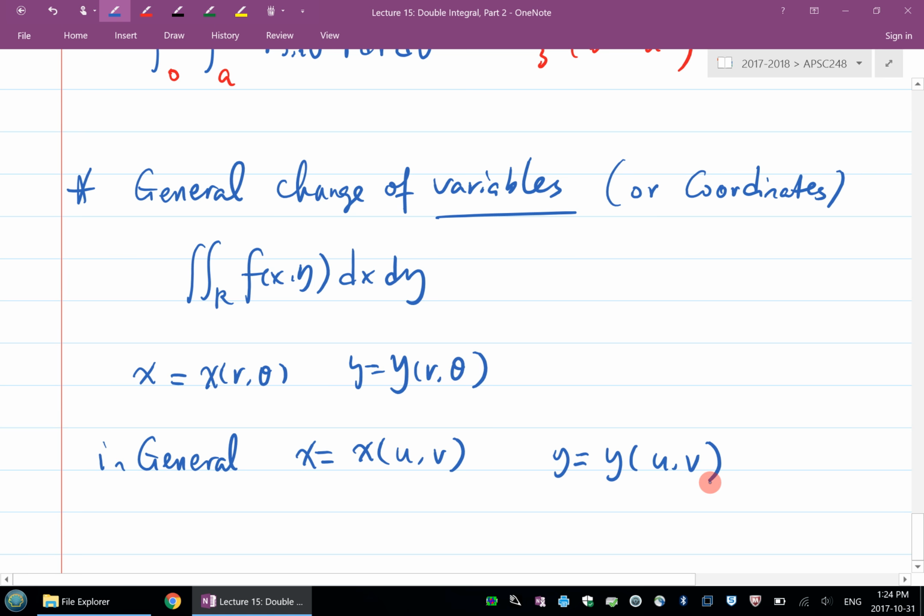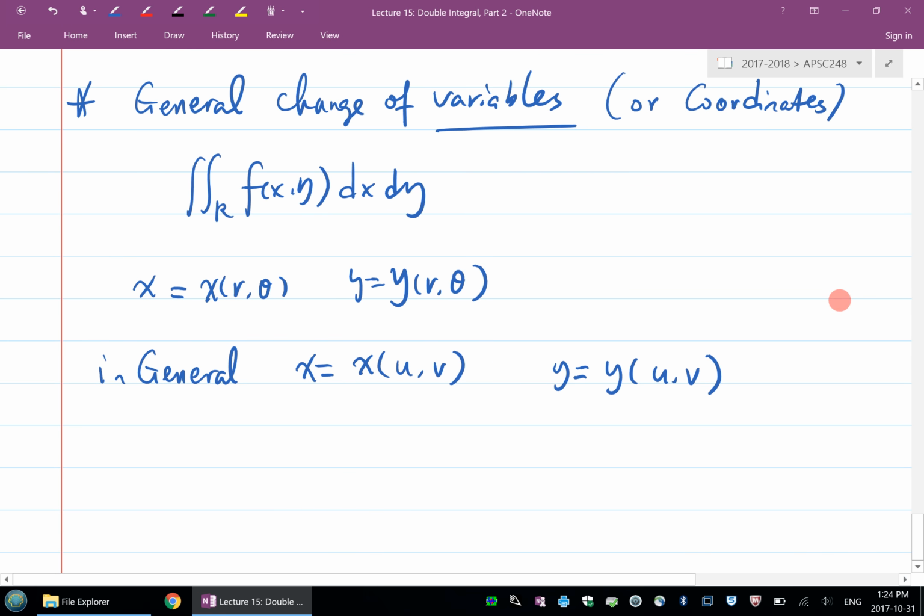Maybe x equal to u plus v, y equal to u minus v, or x equal to u plus 3v or something. So there's some sort of a connection, basically. If that's what we wanted to do, then how will that double integral transition? So that's basically the idea.